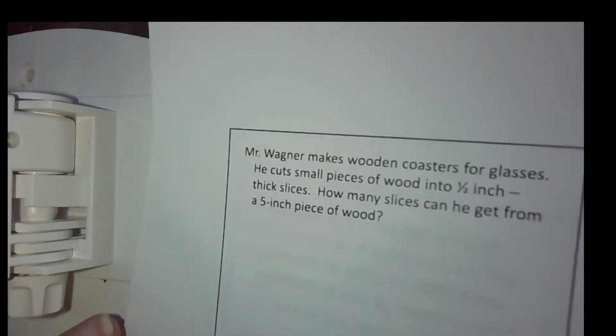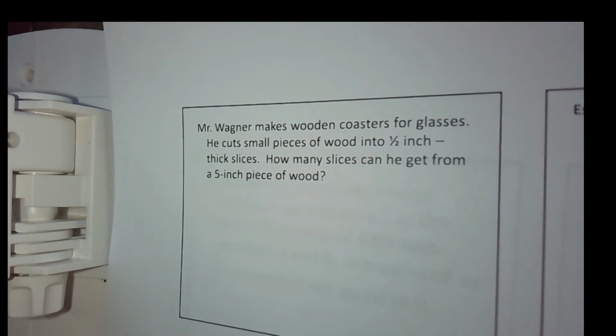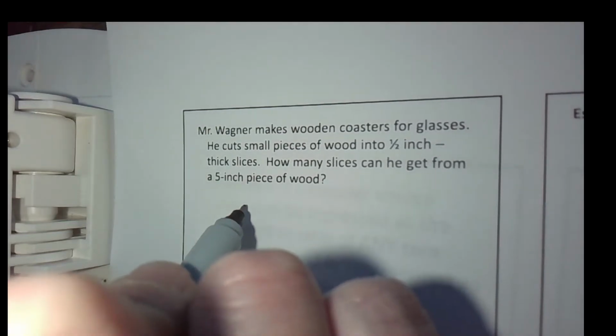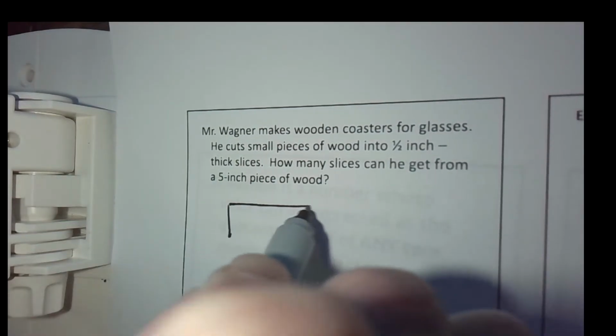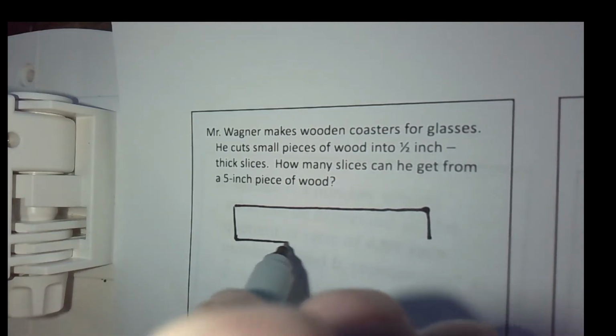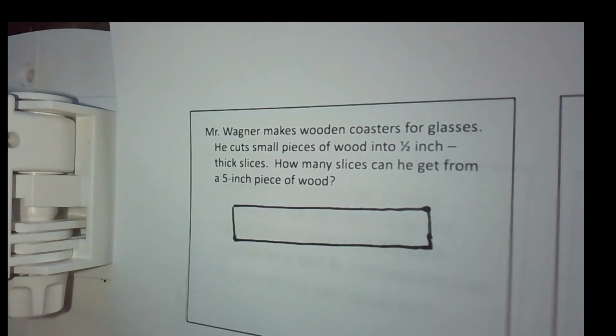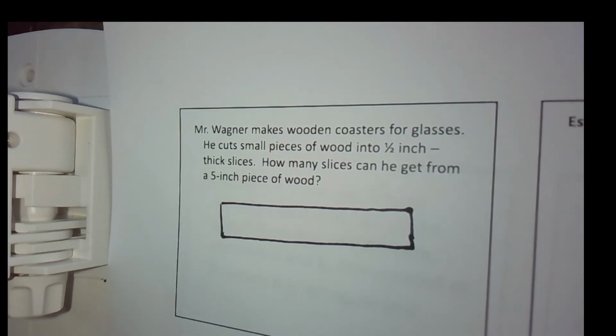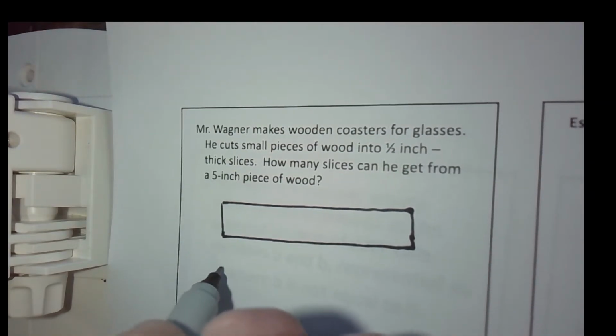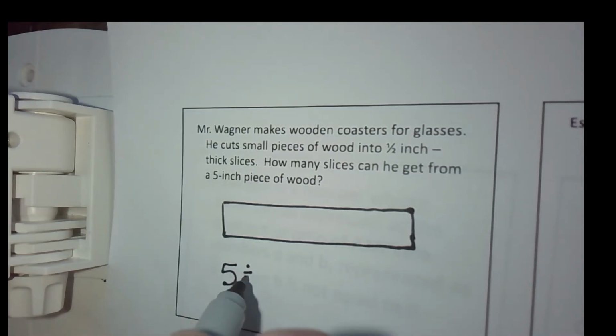Okay. Here's an application. Mr. Wagner makes wooden coasters for glasses. He cuts small pieces of wood into 1/2-inch thick slices. How many slices can he get from a 5-inch piece of wood? Okay, so really what he's doing is he's taking a 5-inch piece of wood and he's cutting it into 1/2-inch long pieces. So this is really, my whole is 5 and I'm dividing it into 1/2-inch long pieces.